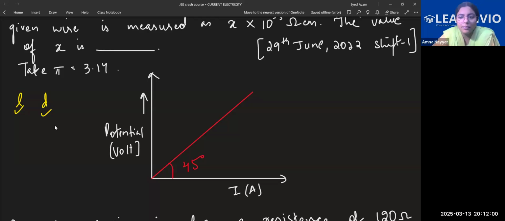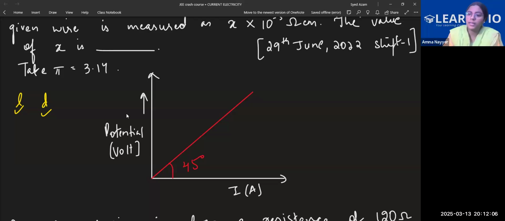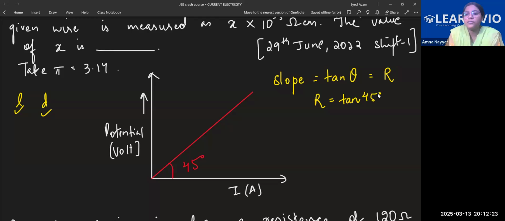So yes, how are resistance and resistivity related? Which formula is applicable? R is equal to rho L by A. Yes, very good. So looking at the graph, the slope of the graph, slope is always given with tan theta. Right now, our slope is equal to the resistance. So what is the value of resistance? The value of resistance is tan 45 degrees. This is 1, means the value of resistance is 1.